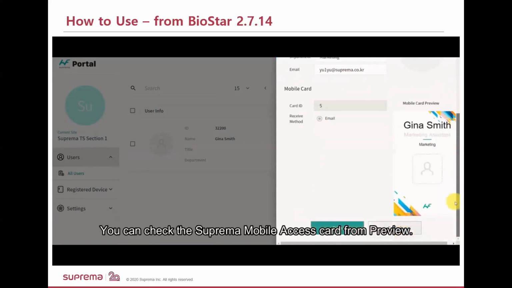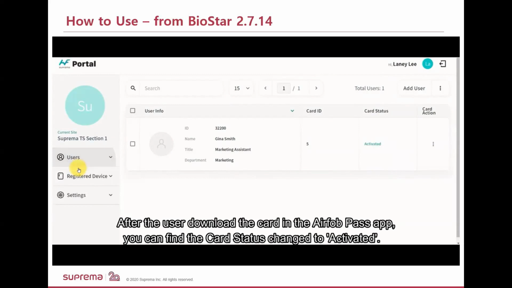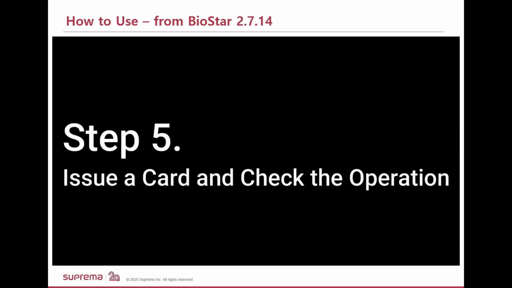You can check the Suprema mobile access card from preview. You can find the updated user information. The card status is before activated. After the user downloads the card in the AirPod Pass app, you can find the card status changed to activated.